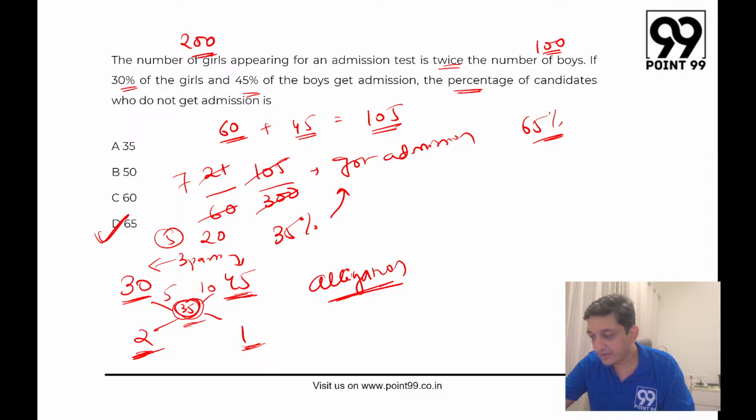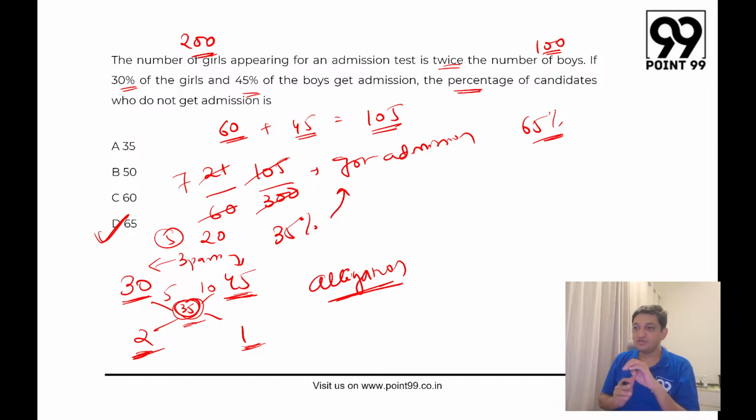फाइन, understood this part? Allegation, everybody understood? If everybody has understood this, then we will move on to the next one. So I'll wait for some time here. Allegation is again a very interesting concept.